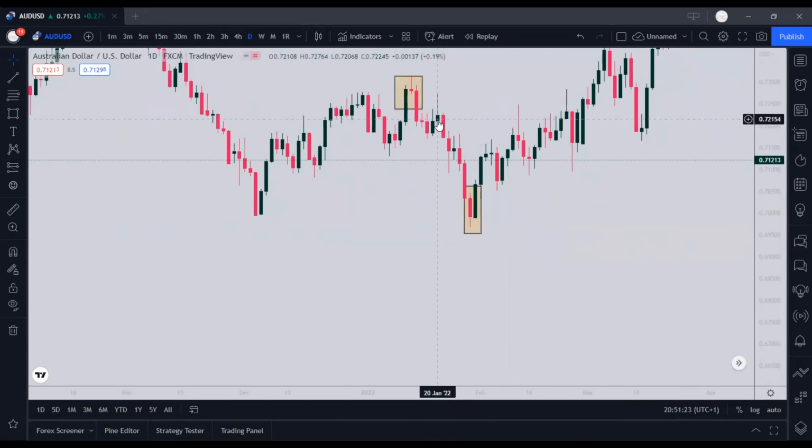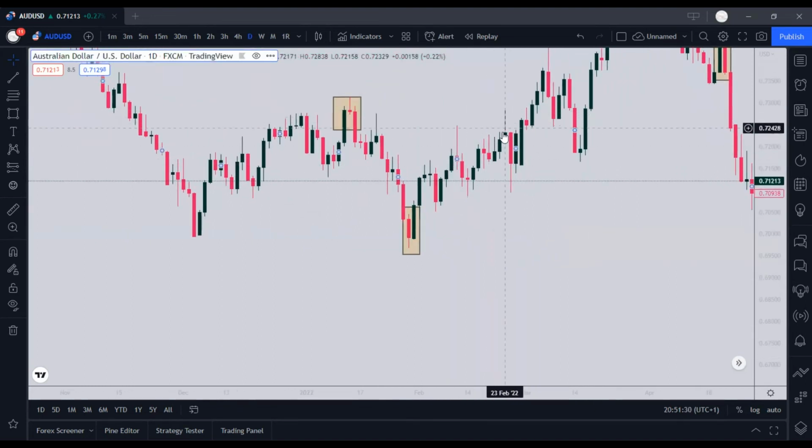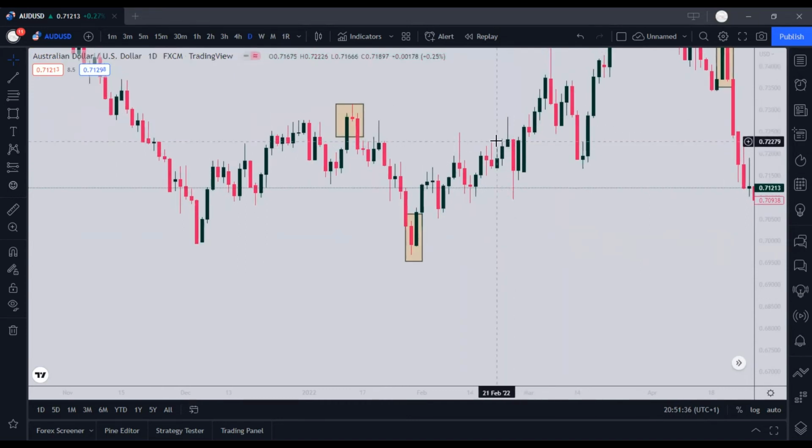See another one here. Another one is here. This is a perfect one. It did not leave any wick. Can you see it? This black one here. It didn't leave any wick. So what happened? The next candlestick sold the whole day. So you could have made enough profit. When you go to this resistance, what happened? It went up.